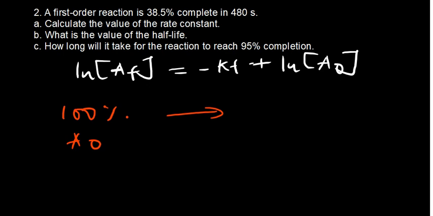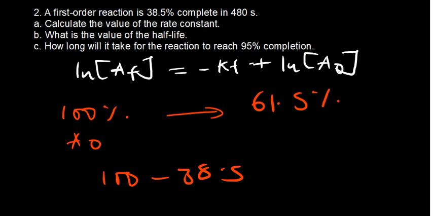So you subtract the 38.5 from the 100. If you subtract, what you're going to have is 61.5. So after 38.5% is done, what you're going to remain with is the final concentration of 61.5%. So we have our final and our initial concentration. Now the question is to calculate the value of the rate constant. It's just a matter of plugging into the equation.